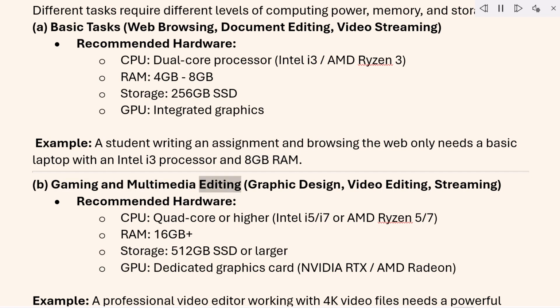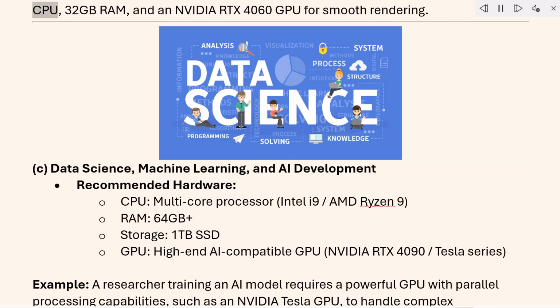B. Gaming and multimedia editing, graphic design, video editing, streaming. Recommended hardware. CPU, quad-core or higher, Intel i5, i7 or AMD Ryzen 5, 7. RAM, 16 GB+. Storage, 512 GB SSD or larger. GPU, dedicated graphics card, NVIDIA RTX, AMD Radeon. Example, a professional video editor working with 4K video files needs a powerful CPU, 32 GB RAM, and an NVIDIA RTX 4060 GPU for smooth rendering.